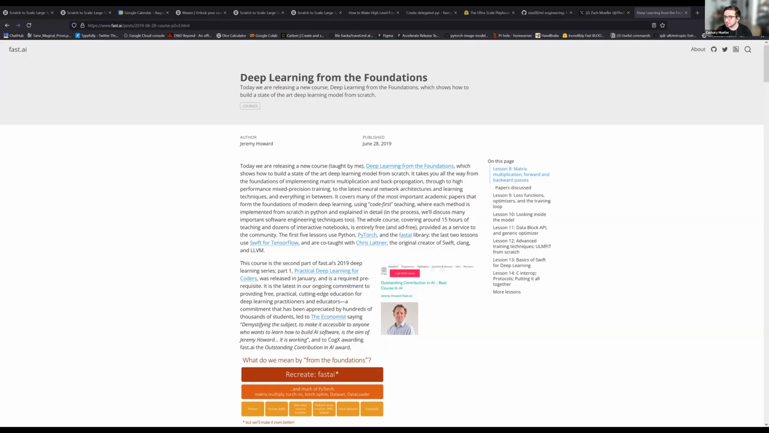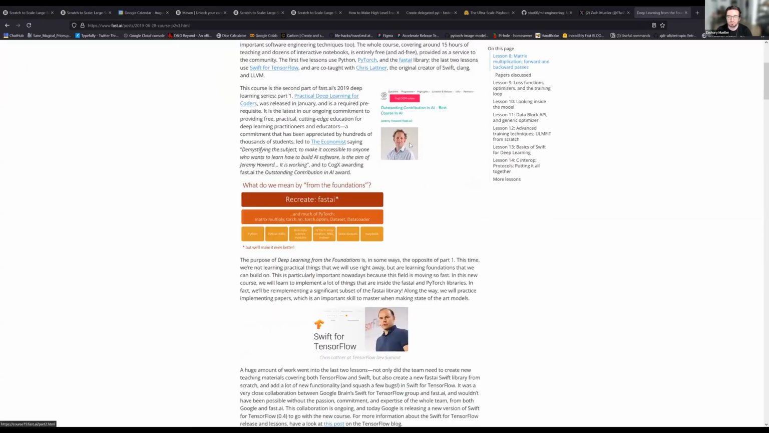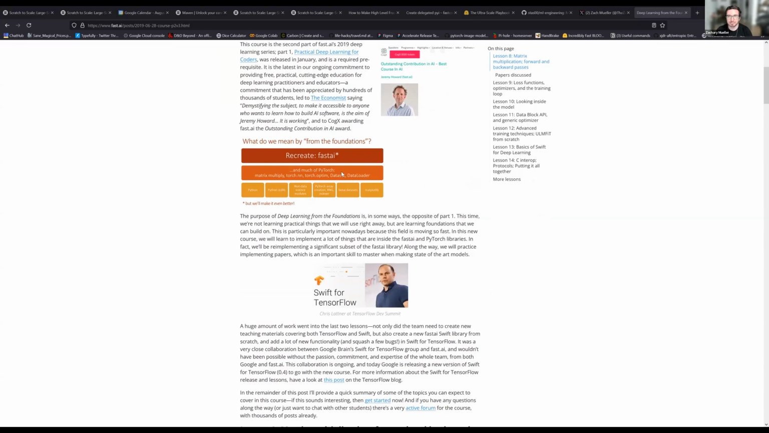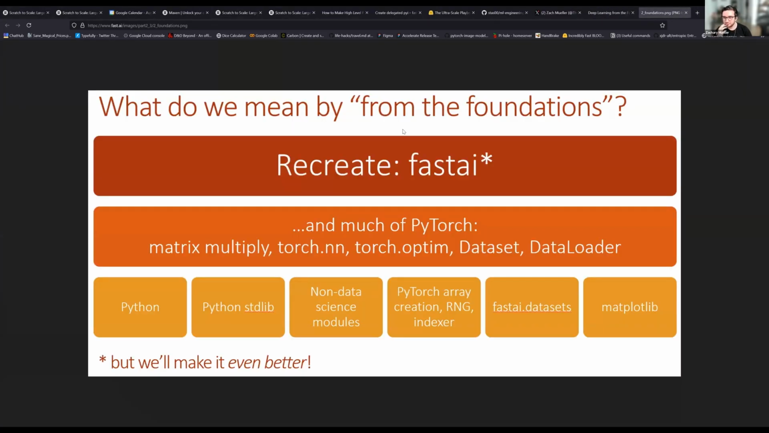However, good question. How does your Walk with Code join up with Deep Learning from the Foundations? Consider Deep Learning from the Foundations the lowest point. So Deep Learning from the Foundations is essentially building PyTorch from scratch. Here's an area where the high-level overview is recreating the FastAI framework. And then you deal with matrix multiplication, torch.nn, optim, datasets, data loaders, and everything that comes along with it.